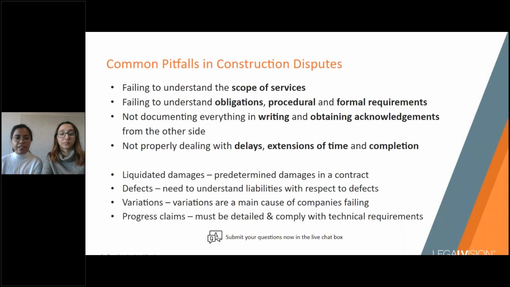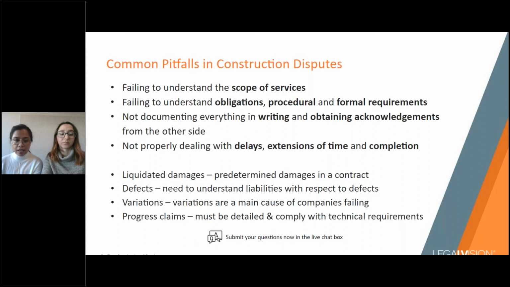Variations. I attended a seminar earlier this year conducted by a number of liquidators. During that seminar, one of my key takeaways was that variations were one of the main reasons why construction companies fail. This is because builders or contractors, more often than not, fail to deal with variations adequately or in a timely manner, which then often causes cash flow problems.